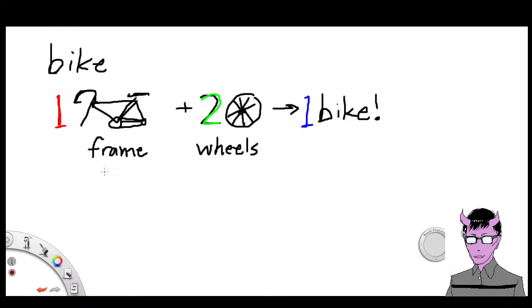Alright, so let's suppose we have different numbers now. Suppose you have 10 frames and you only have 2 wheels.